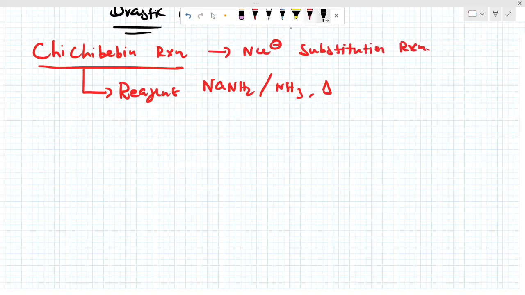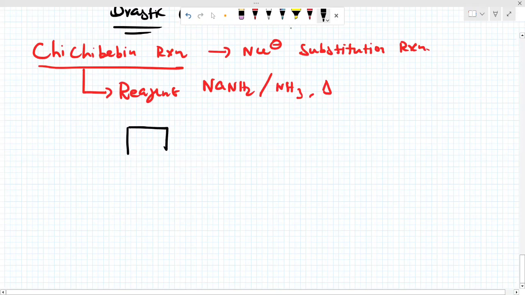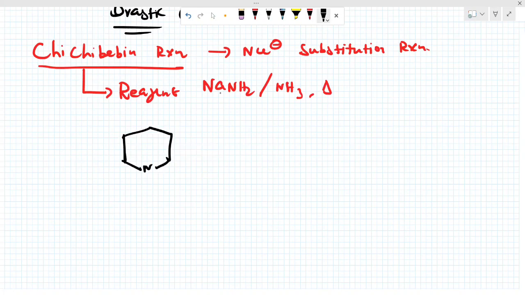Okay, now what is the reaction? Please note. Take pyridine. React with NaNH2 and ammonia. Where does the nucleophilic substitution reaction take place in pyridine? Second position, right? Second, fourth, or sixth. After second or fourth, sixth, same. Right? What is the answer?